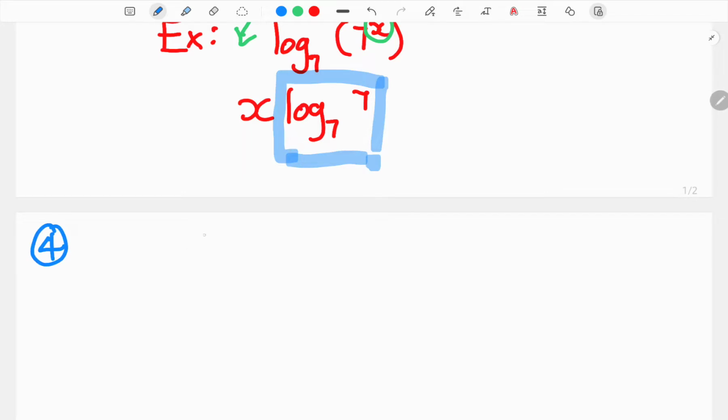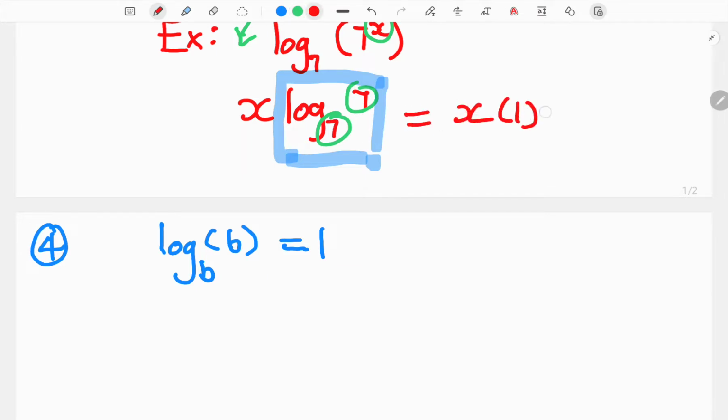Right. So if you have log base b, and the base b and the inside are the same, you know, the inside I'm referring to what's inside the bracket, then this equals 1. So going back to the previous example, the base and the inside are the same, so this would become x multiplied by 1, which is just equal to x. So that's how this works.